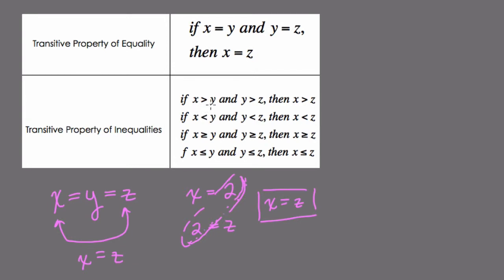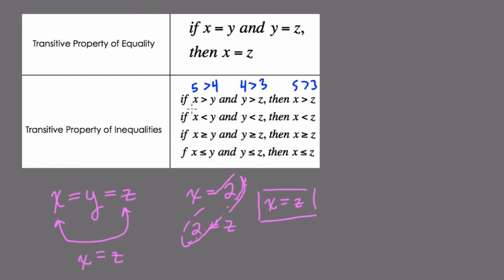For example, if x is greater than y and y is greater than z, then x is greater than z. Think about this in any way you want. Let's say you have the number 5 for x. Well, if 5 is greater than y, say y is 4, and y is greater than z, say that z is 3, well, it stands to reason, as you can see here, that 5 is greater than 3.